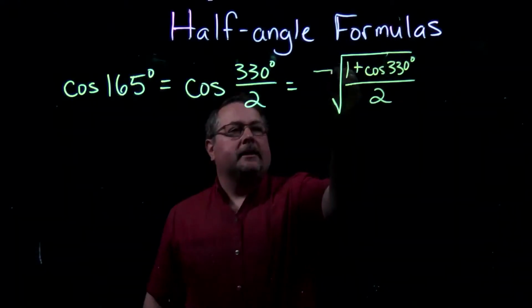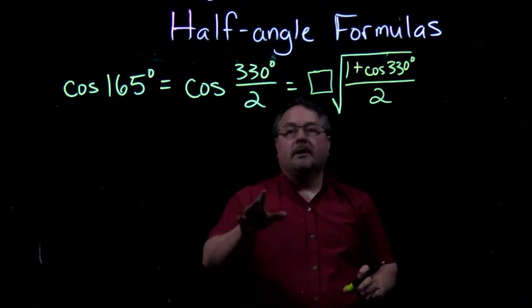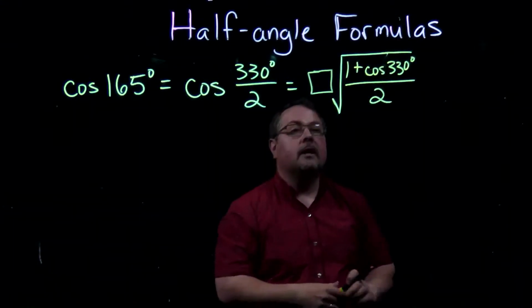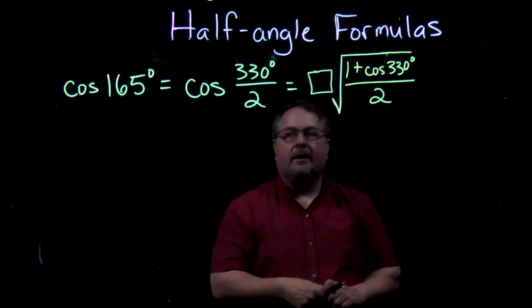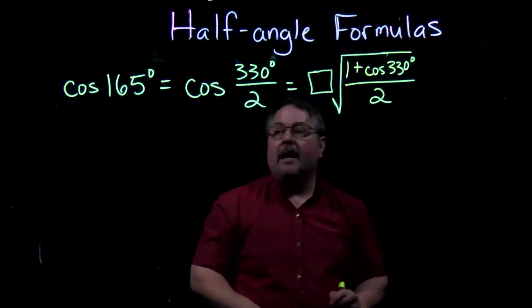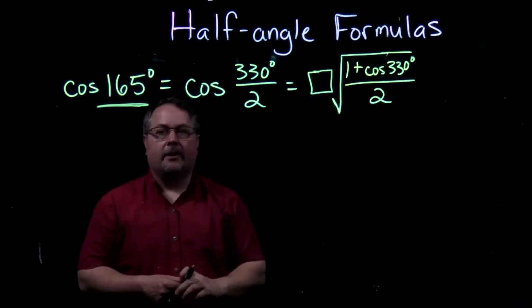So again, let's put a box here because we need to figure out if this is going to be a plus or a minus. So this is just the half angle formula for cosine. Cosine alpha over 2 is plus or minus the square root of (1 plus cosine alpha) over 2. Now to figure out if this is a plus or a minus, we want to look at the angle we're actually trying to find the cosine of.